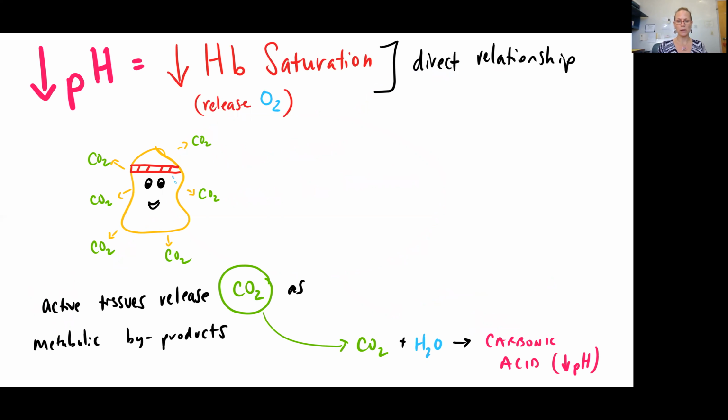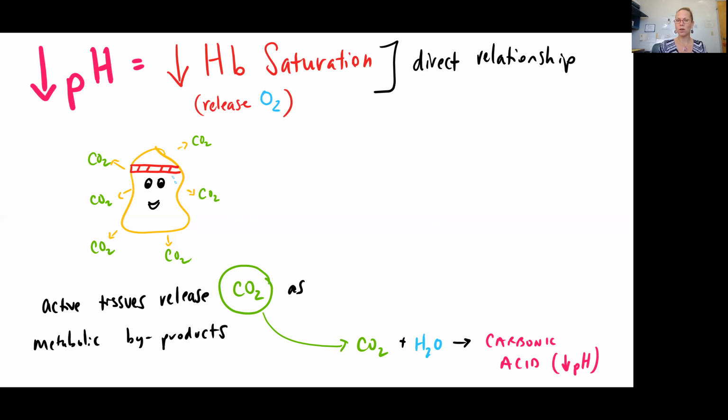As you decrease your pH, you decrease your hemoglobin saturation. Decreasing your pH, remember, means a more acidic solution. Decreasing your hemoglobin saturation means you're going to be releasing your oxygen gas. Now, this relates also to active tissues.